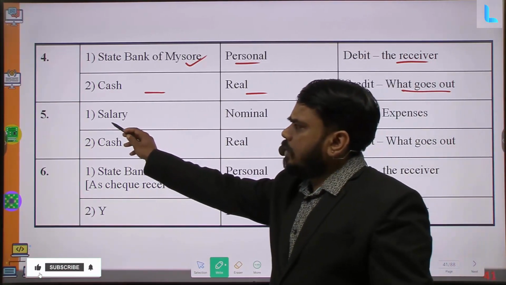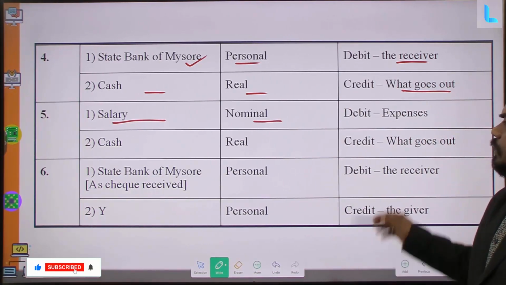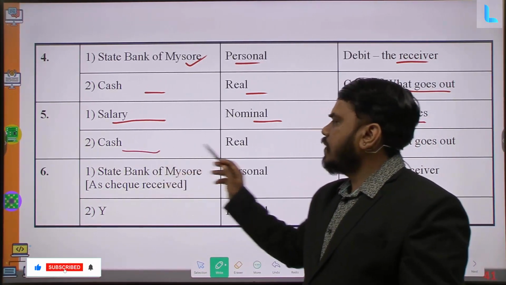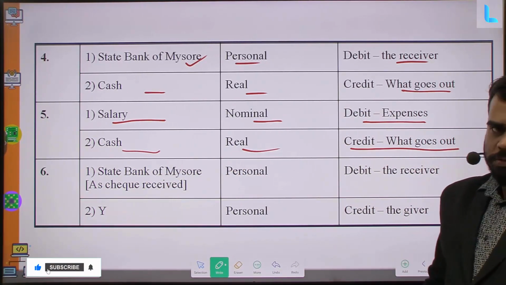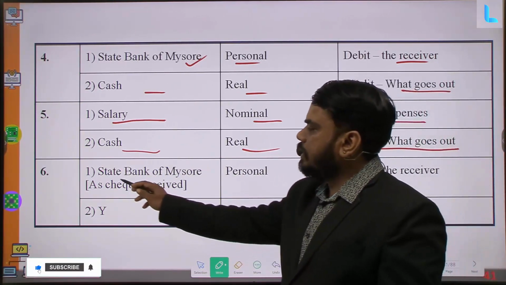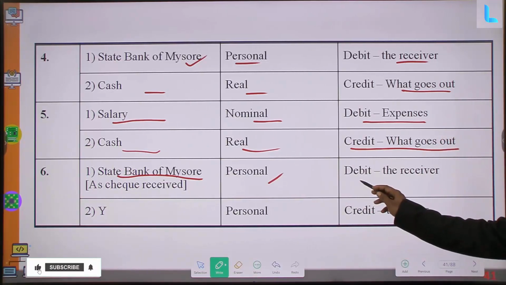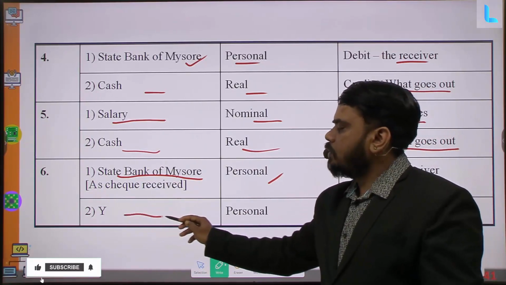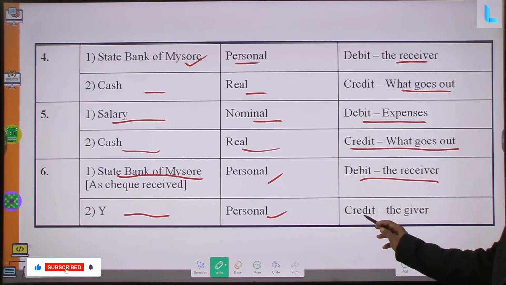Similarly, you can notice here salary account. So salary account is a nominal account example. So here we have to debit the expenses. Similarly, cash is a real account. So in this case we have to credit what goes out. Next transaction, we are receiving a check. So according to that, State Bank of Mysore is actually a personal account. So here debit the receiver. Next Y is paying us the amount, that is company Y is a personal account. So because of which we have to credit the giver.